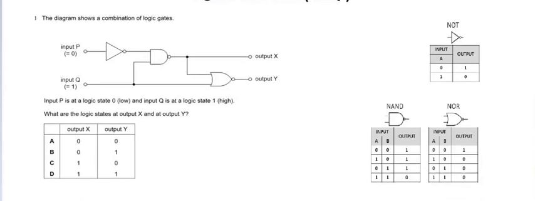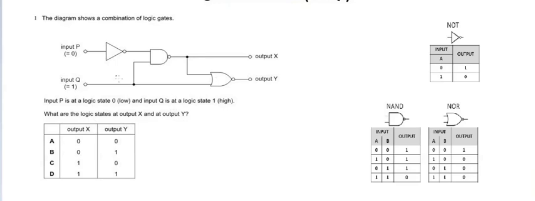Here is problem number 1. The diagram shows the combination of the logic gates. Input P is at a logic state 0, that is nothing but low, and input Q is at logic state 1, that is nothing but high. What are the logic states at output X and output Y?